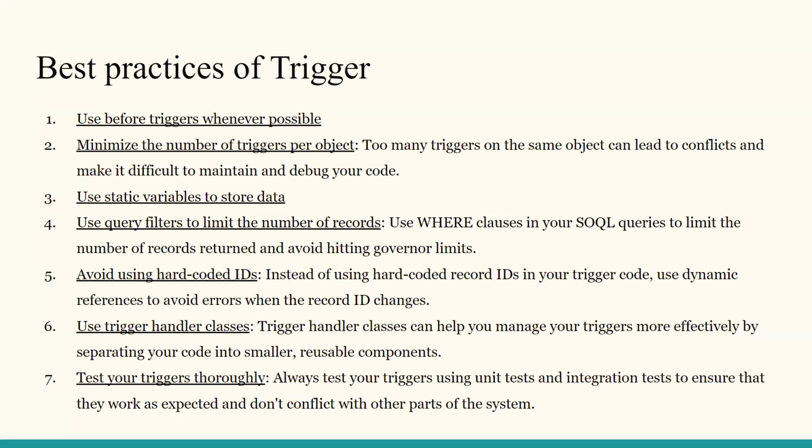Three, use static variables to store data. If you need to store data between trigger events, use static variables instead of instance variables to avoid hitting the governor limits.